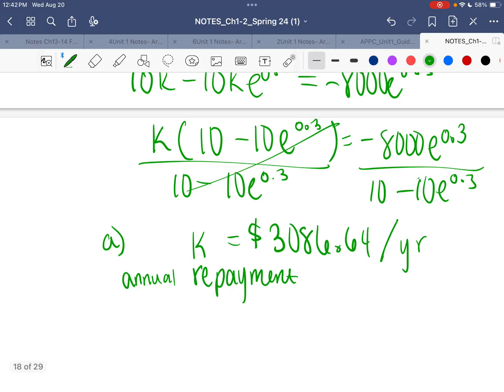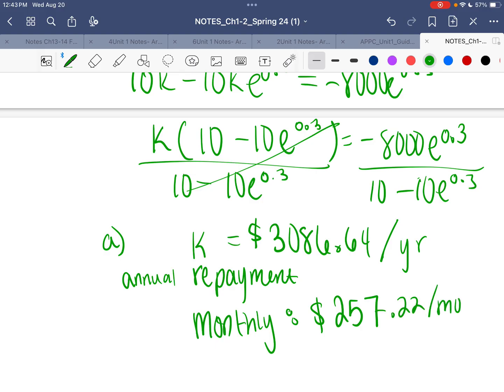But the second part, what we're going to have to do, think about how we could get it monthly. Because really most people can't just afford to pay $3,000 right at the beginning of a year. I mean, some people can, but you might not just have $3,000 ready for that. So a lot of people pay their car payments monthly. So let's figure out how we would do that. What would we have to divide by? We have to divide by 12. So you divide that by 12, and I think you get $257.22 per month.